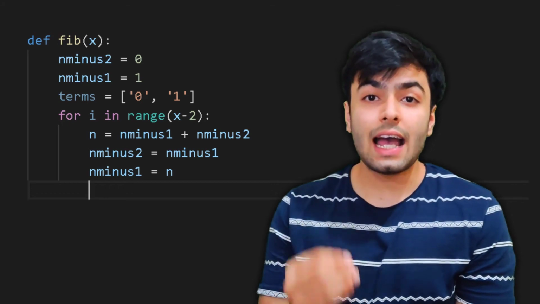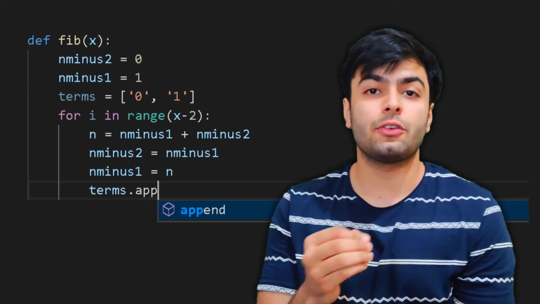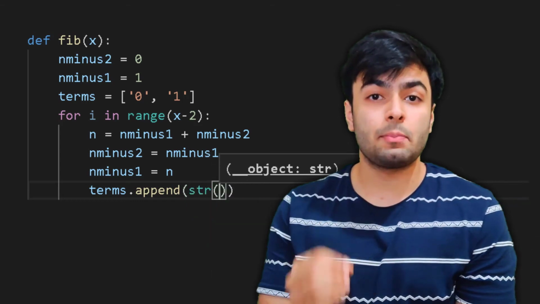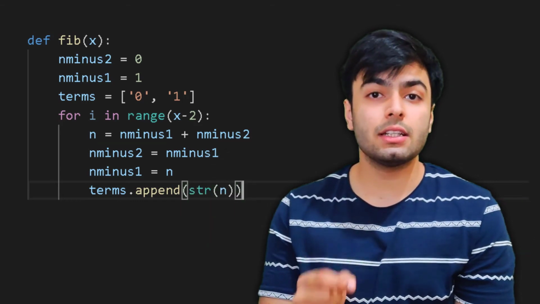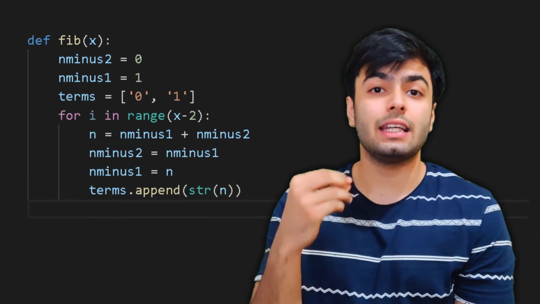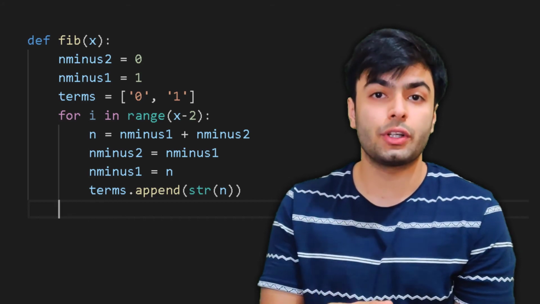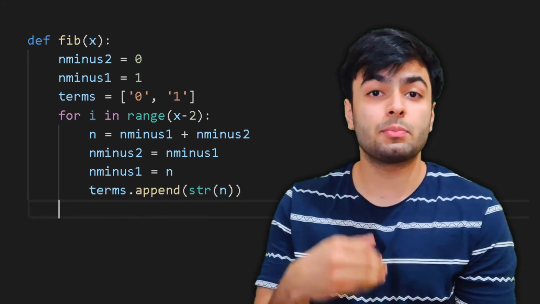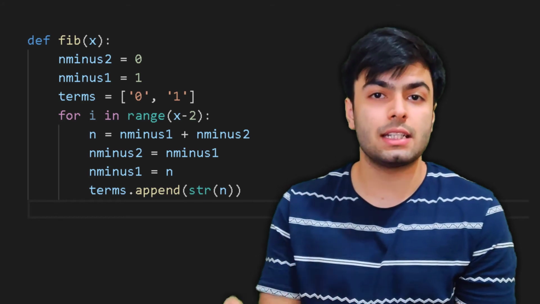The last step is to add the term we found to our list of terms. This can be done using the append method. The important thing to note is that we are converting the integer to a string when we store it in our list, so that when we want to print this list, our work becomes easier.